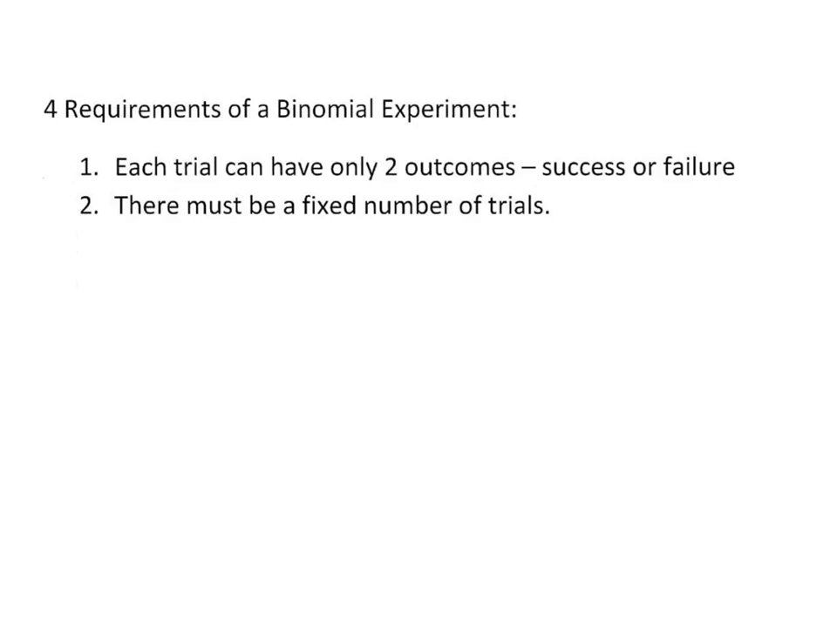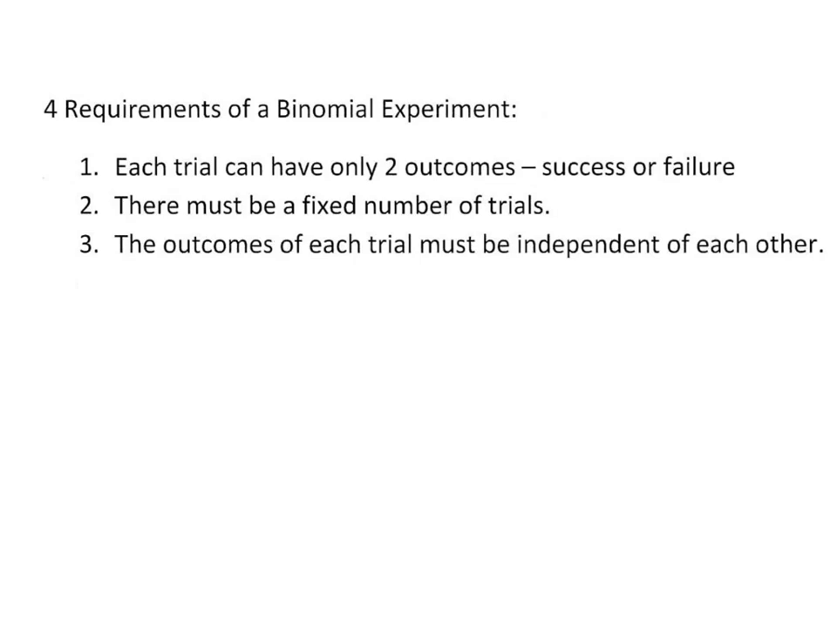Next, the outcomes of each trial must be independent of each other. So what happens in trial number 5 cannot affect what happens in trial number 7. Okay? They are all independent, meaning the probability of the success for each trial remains the same through each trial. The probability of a failure through each trial remains the same through the rest of the trials. It can't change.